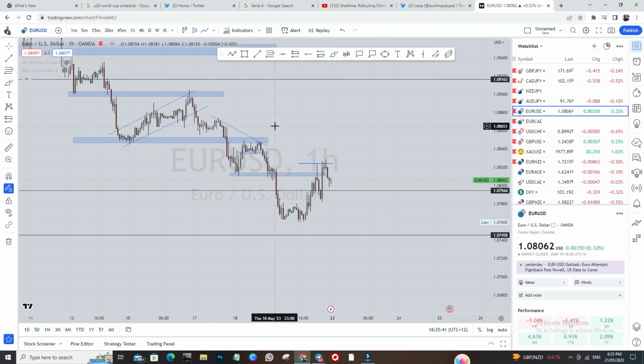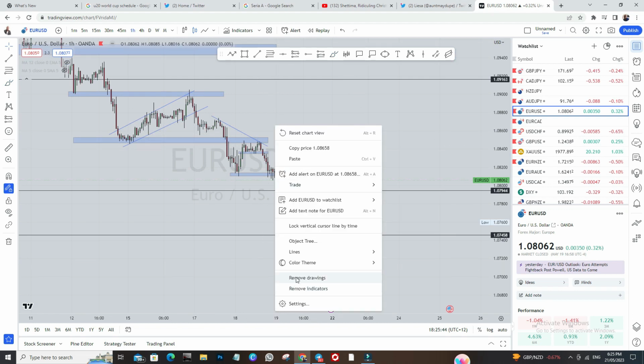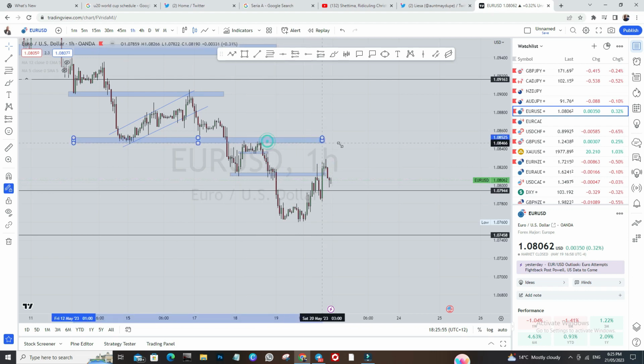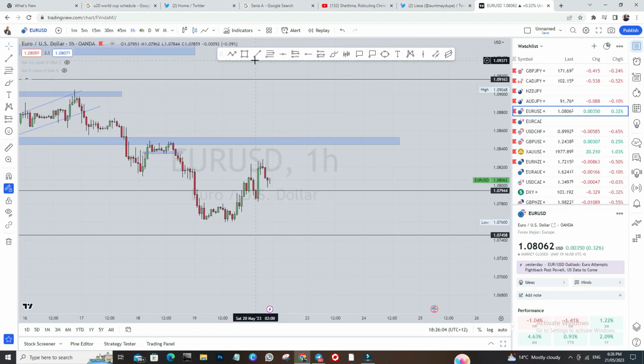I can even just take out all these lines and make it clean. Going forward, I can take this one forward. Now I clean this one out. Okay, now we can see that price has created a kind of minimum support here, and formed a double bottom: up, then down, and up again.